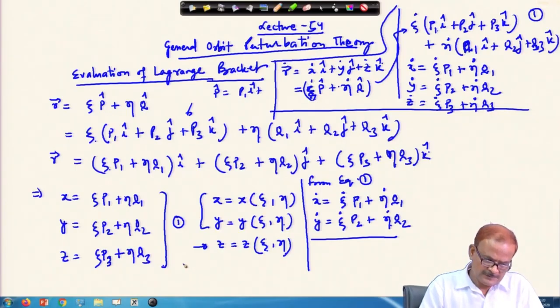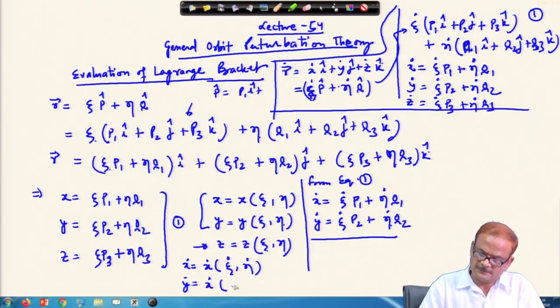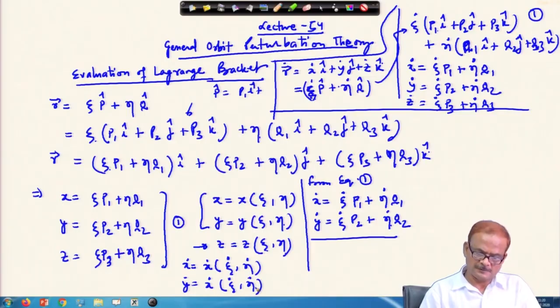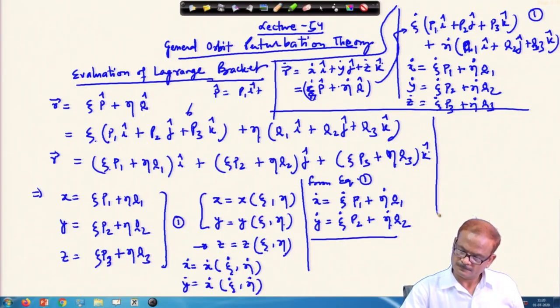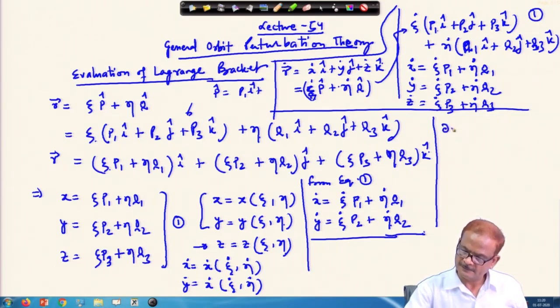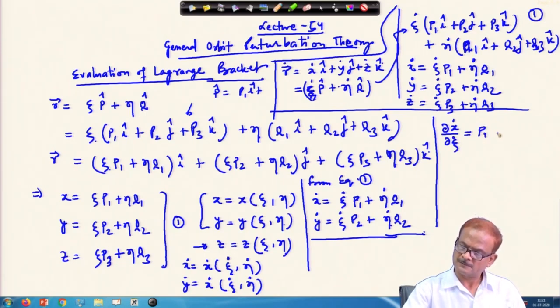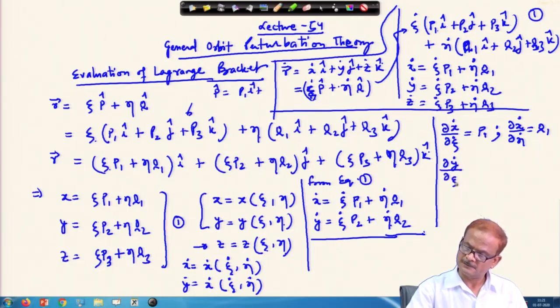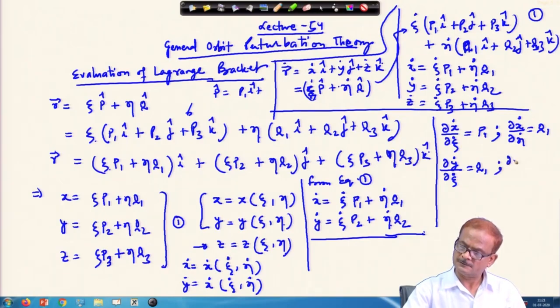Therefore, we see that x dot is also a function of xi dot, eta dot, and y dot is also a function of xi dot and eta dot. Moreover, from this place we will need some of these derivatives to be evaluated later on. So, dou x dot by dou xi dot becomes p 1, and dou x dot by dou eta dot is q 1. Along the same line, dou y dot by dou xi dot is p 2, and dou y dot by dou eta dot is q 2.